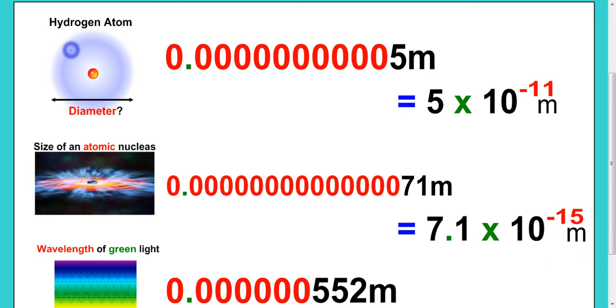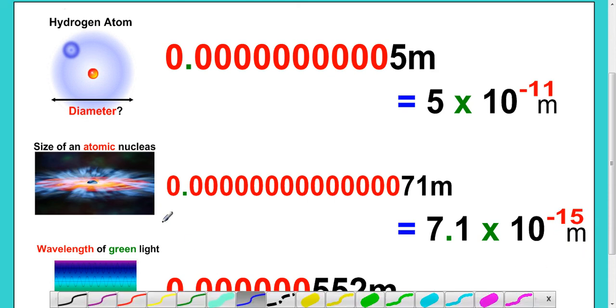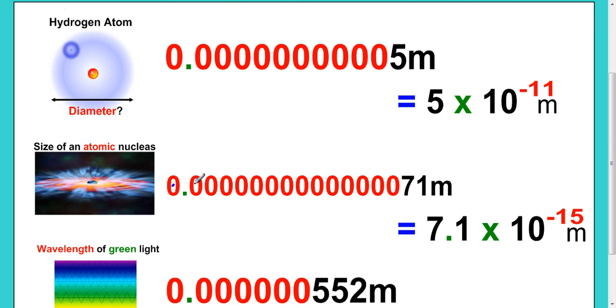Let's count the number of zeros and see if it's exactly the same. 1, 2, 3, 4, 5, 6, 7, 8, 9, 10, 11, 12, 13, 14, 15. So an easy way to do this is just to count the zeros.